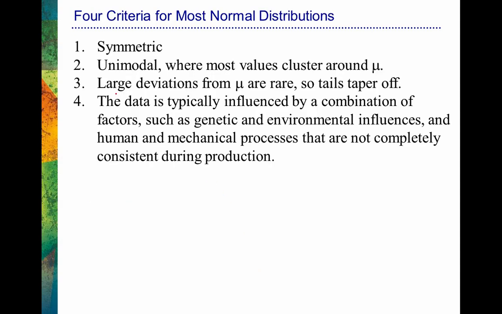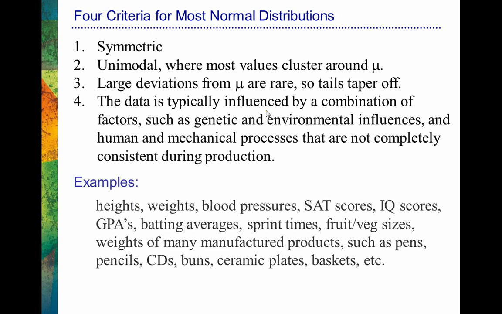And the final criteria, the data is typically influenced by a combination of factors, such as genetic factors, environmental influences, human, mechanical processes, a variety of factors. So things that form a normal distribution typically have some combination of influences, and that's what typically produces that normal distribution. When we look at some examples, you'll see what I mean.